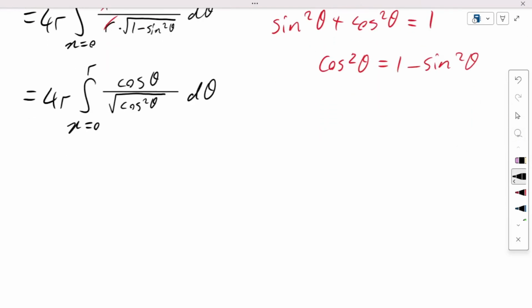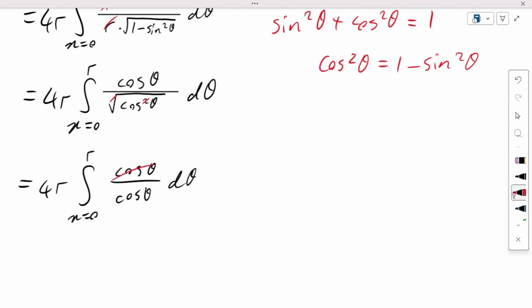Now from here, what do we notice? The square can cancel with the root over here. This is going to be equal to 4r multiplied by the integral from 0 to r, and we're going to have cosine theta divided by cosine theta, d theta. And guess what? They can cancel as well. Exactly what we want.